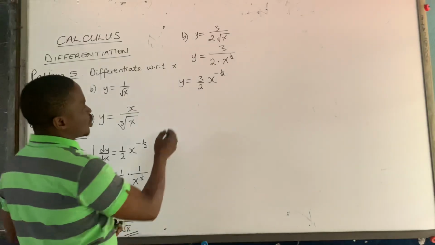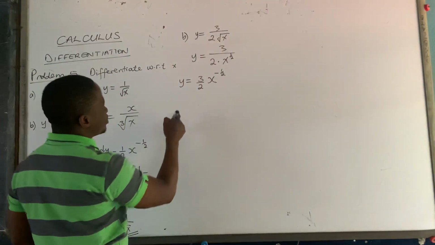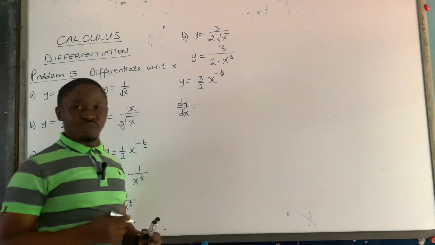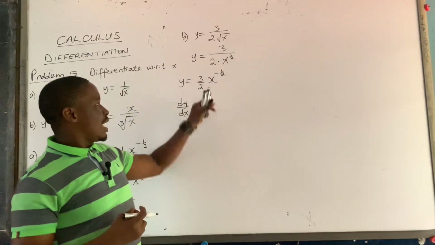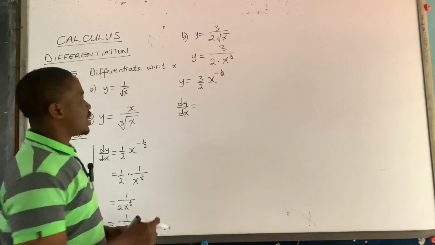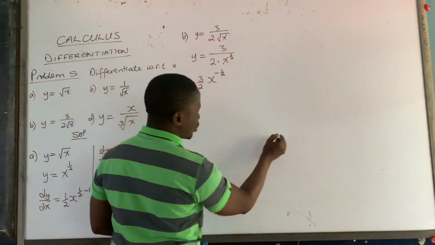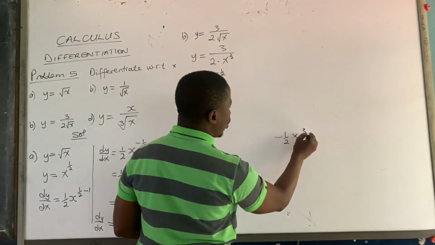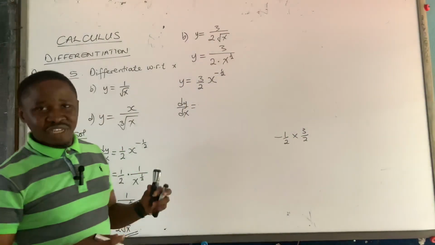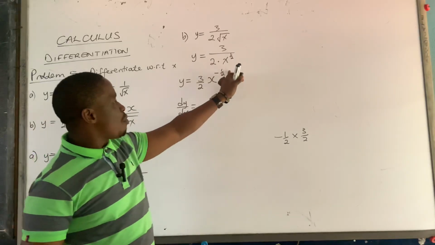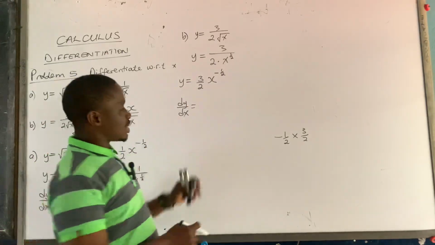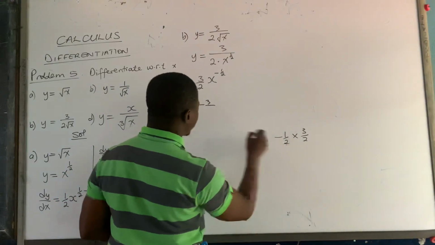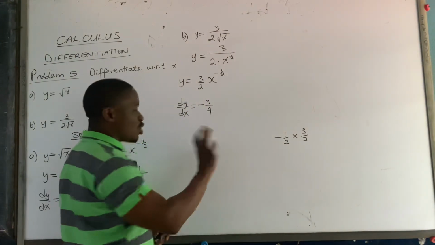Okay. So now it is time to differentiate. We want to differentiate now because we've made sure that x is no more a denominator. So the power, which is minus half, has to multiply the coefficient, which is 3 over 2. So to differentiate, basically, the power multiplies the coefficients. So minus 1 times 3, minus 3. 2 times 2 is 4. We are not done with that.